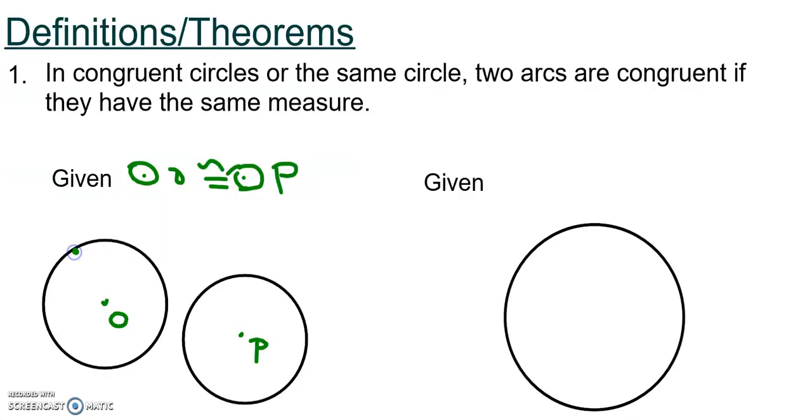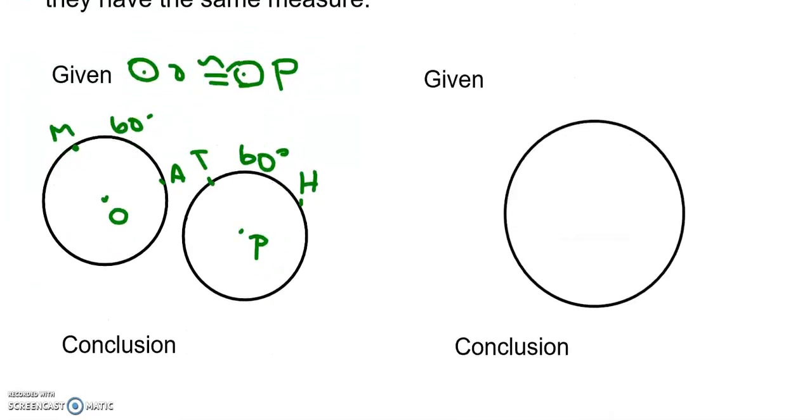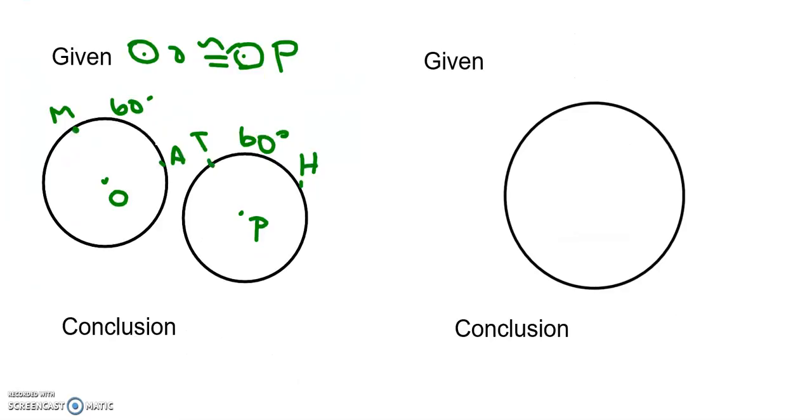And let's say we have arc M to A measures 60 degrees. And then over here we have T to H also measures 60 degrees. So then in our conclusion we can say that arc MA is congruent to arc TH because the circles are congruent.